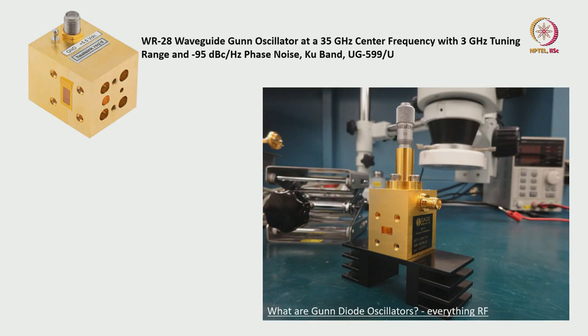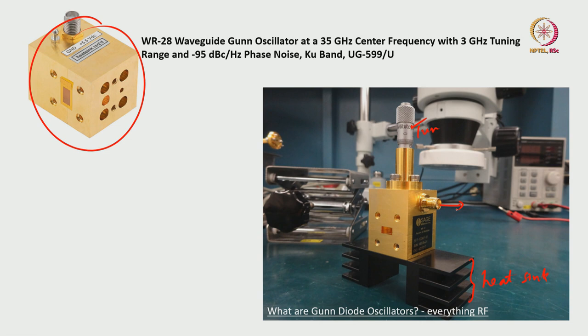And how does it practically look like? Practically, it looks like this. This is without a heat sink. This is with a heat sink. This black thing is a heat sink. It takes away the heat. You can see this is your tuning screw that I showed in the previous slide, correct? So that's your tuning screw here, and this is your feed line, of course, right?